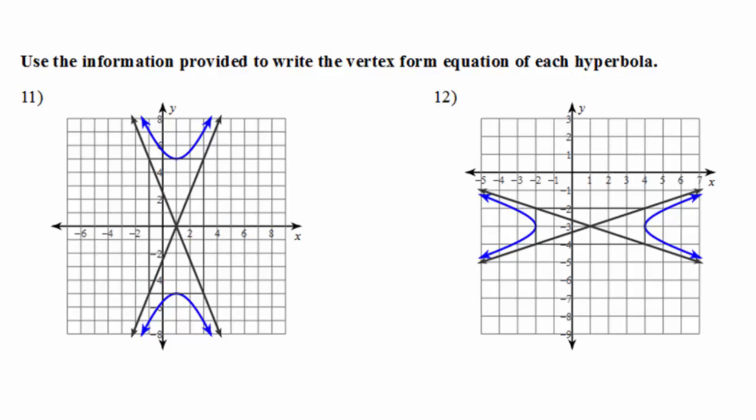Okay, so this says to write the vertex form equation of each hyperbola. The vertex form for hyperbolas looks just like the ellipse equation, like from number 10, except in the middle there's a minus sign, which means that the order that we put it in matters. For instance, we have our hyperbola on top and bottom here, so that means that y has to come first and x has to come second in our equation.